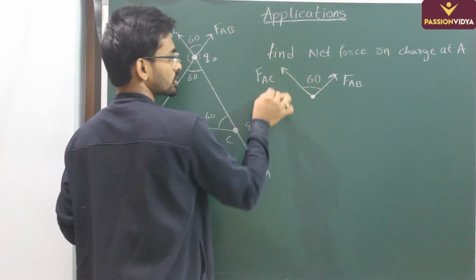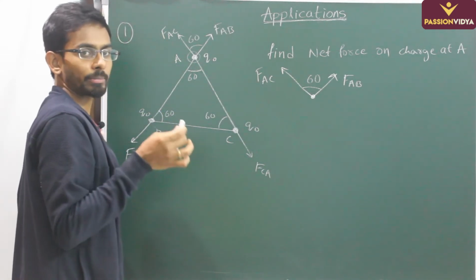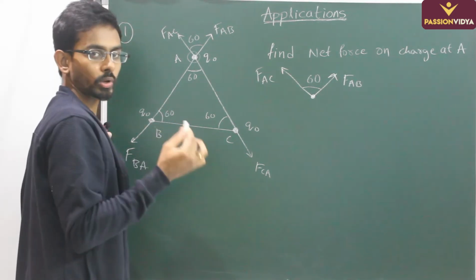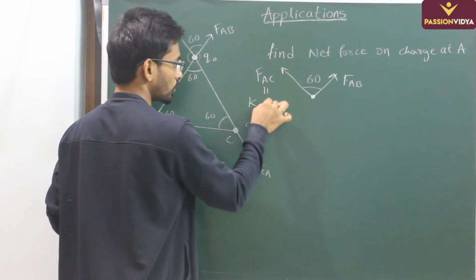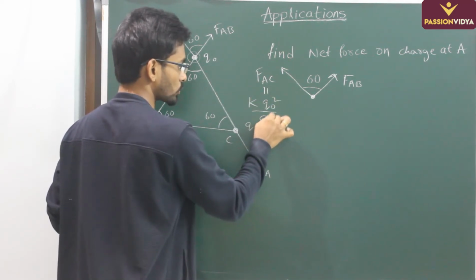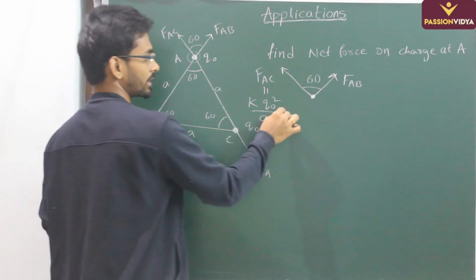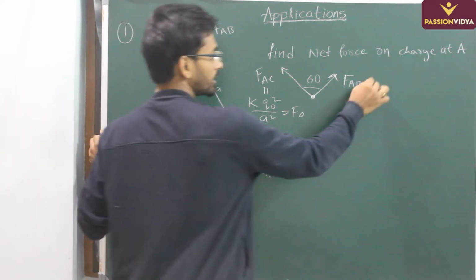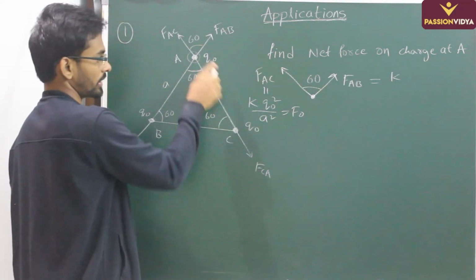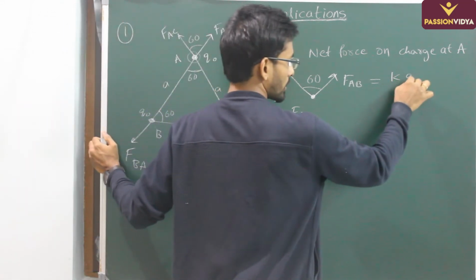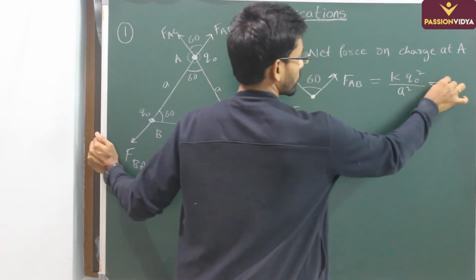Now we know Coulomb's law: according to Coulomb's law, the force of repulsion between two like charges is K into Q1 Q2 by R square. So let us write this one. So we'll get this value as K into Q0 square by A square. The distance between these two is A. Here also A, here also A. So let this be some F0. Similarly here, force on A due to B, K into Q1 Q2, Q0 and Q0, so it is Q0 square by A square. So this is also F0, let us say.